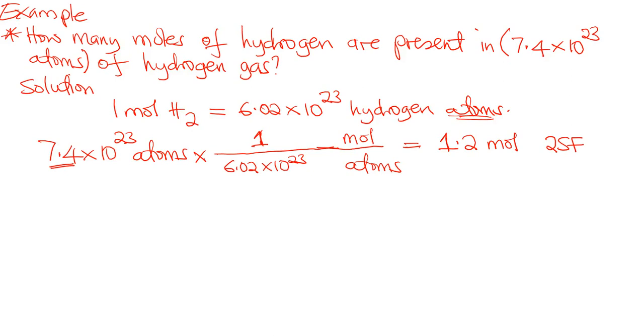So you just multiply the given value times the conversion factor, but you need to follow the units. If you have atoms up here, you need to have atoms down here. So if you have used atoms, the remaining unit goes up, it will be a mole, and then you get 1.2 mole to 2 significant figures. Let's solve another question.